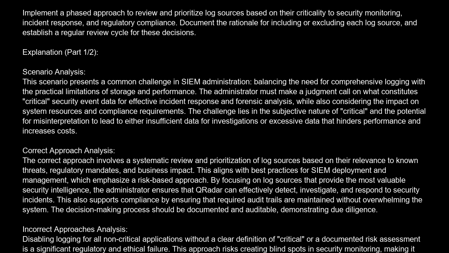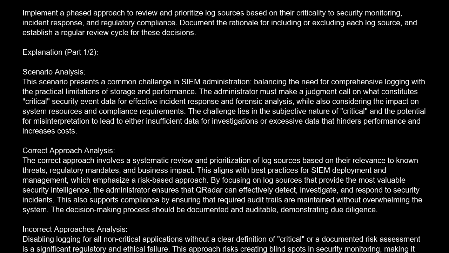The administrator must make a judgment call on what constitutes critical security event data for effective incident response and forensic analysis, while also considering the impact on system resources and compliance requirements. The challenge lies in the subjective nature of "critical" and the potential for misinterpretation to lead to either insufficient data for investigations or excessive data that hinders performance and increases costs.